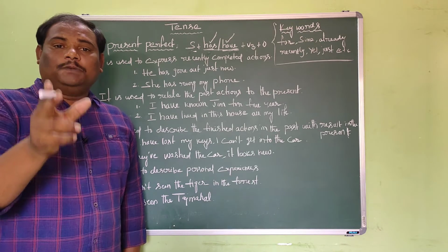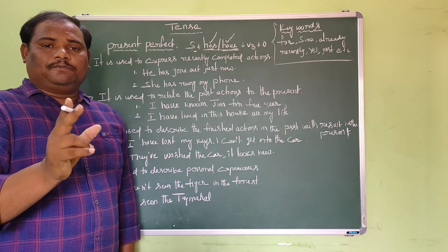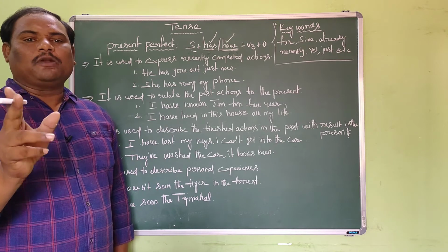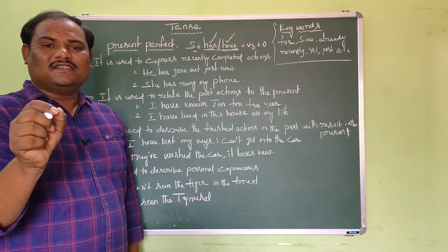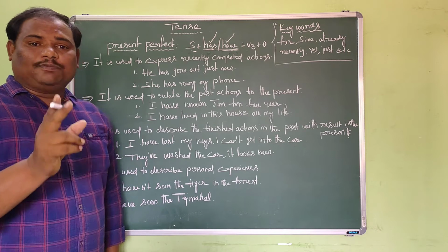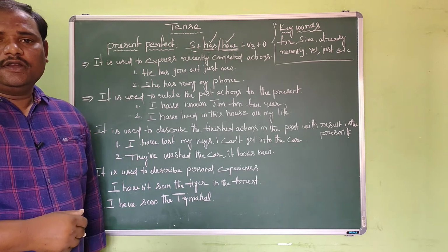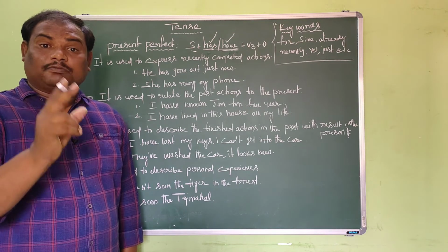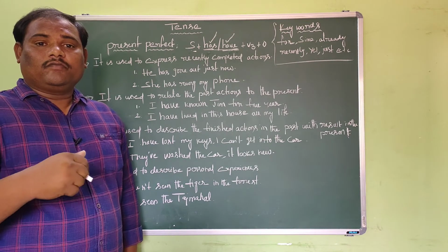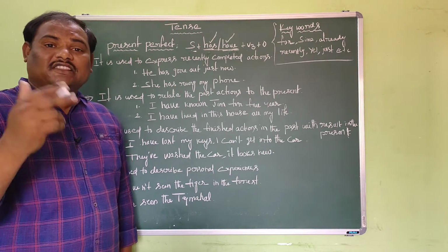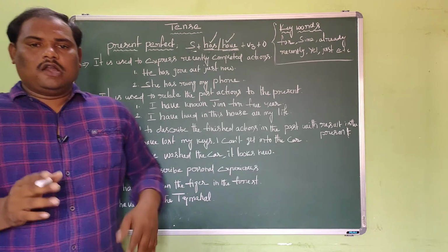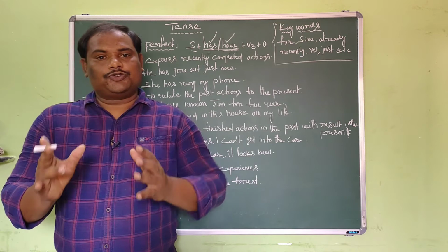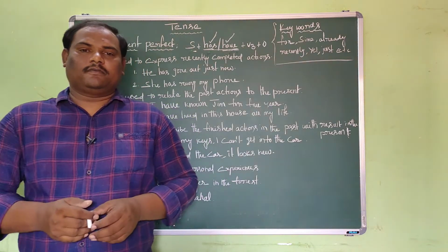Once again, present perfect takes the structure subject plus has or have plus V3 plus object. We take has in present perfect tense when the subject is in third person singular. We use have in present perfect tense when the subject is in first person or in second person or in third person plural. Now dear friends, we will discuss the different situations in which we use present perfect tense.